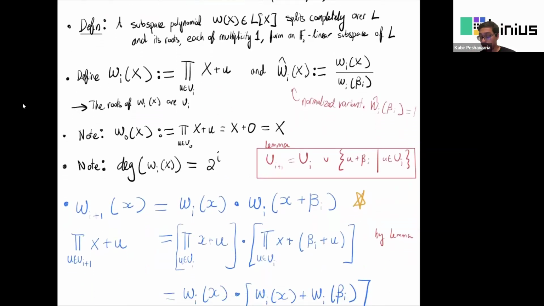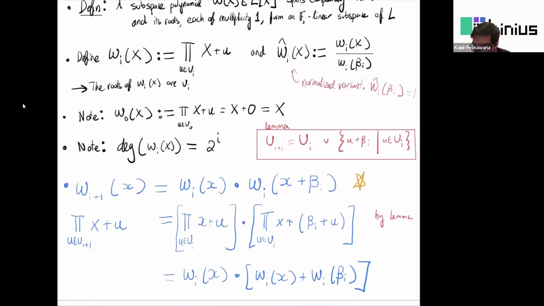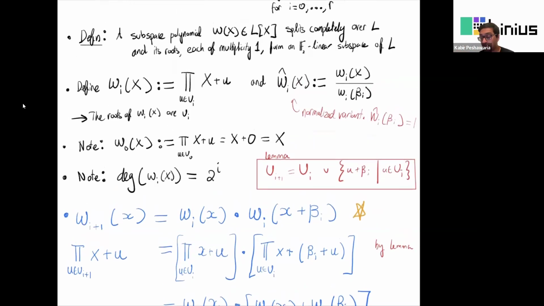Great. Here's a lemma. U(i+1) is equal to the disjoint union of Ui and this thing, which is basically shifting everything in Ui up by beta i. Why is that true? Basically, you can think of all the elements in U(i+1), and half of them will have beta i set to 0, and that corresponds to this set. And the other half will have beta i set to 1, and that corresponds to this set.